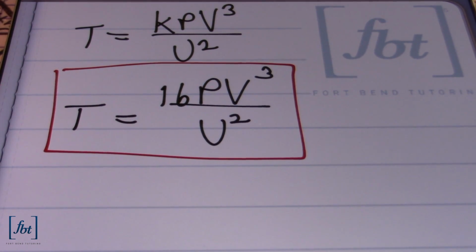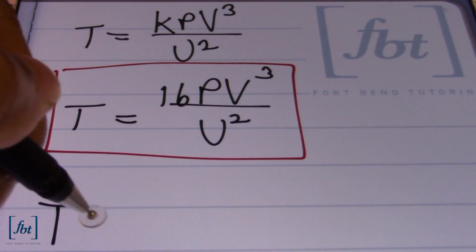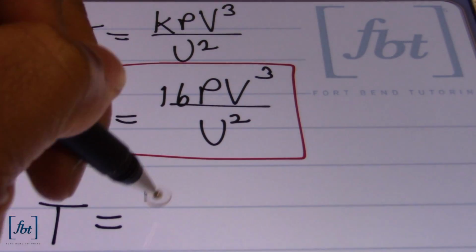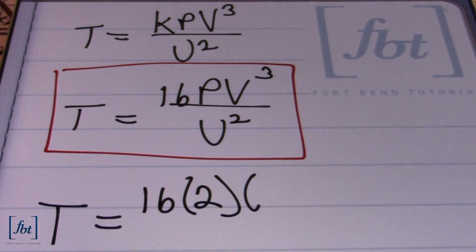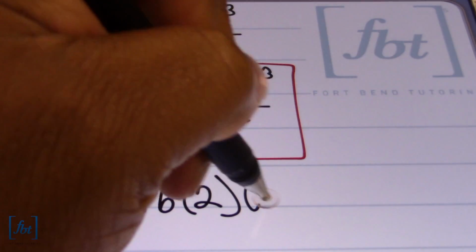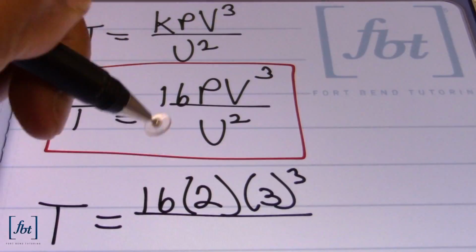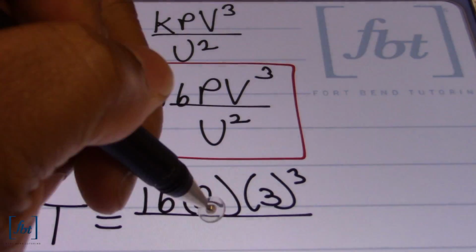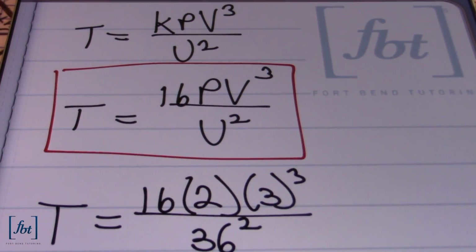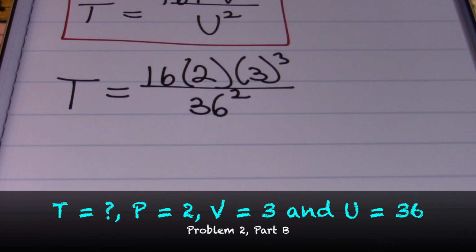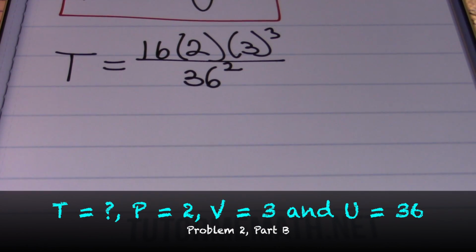So for part B, they now want us to find t when p equals 2, v equals 3, and u equals 36. So let's check that out. I have t equals 16 times my new p value, which is 2, times my v value, which is 3, and that's going to be cubed, all divided by my u value, which is 36, and we're going to square that. All right, so this is what I have thus far, and we're trying to solve for t.